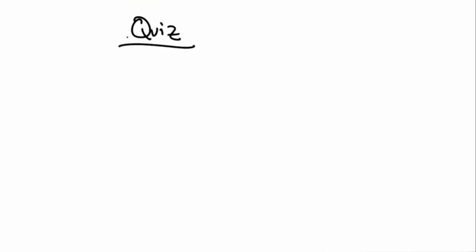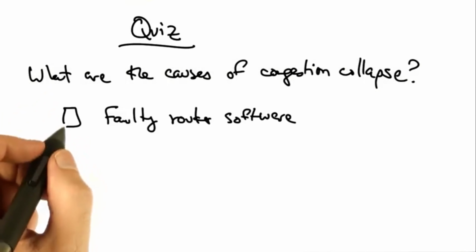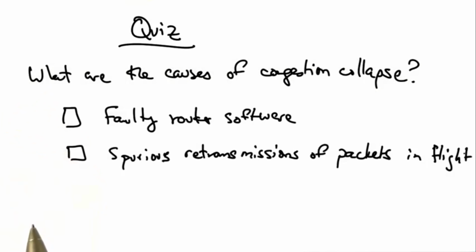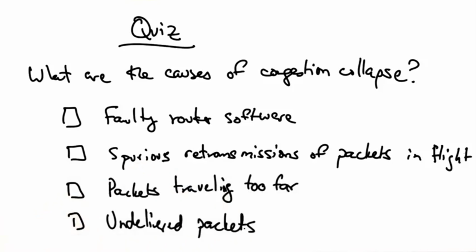Let's take a quick quiz. What are some possible causes of congestion collapse? Faulty router software, spurious retransmissions of packets in flight, packets traveling distances that are too far between routers, or undelivered packets. Please check all options that apply. Congestion collapse is caused by spurious retransmissions of packets in flight and undelivered packets that consume resources in the network but achieve no useful work.